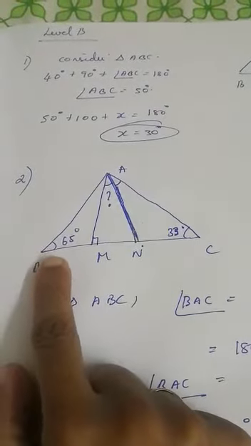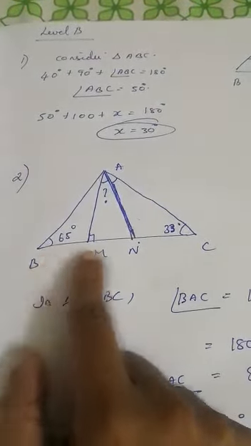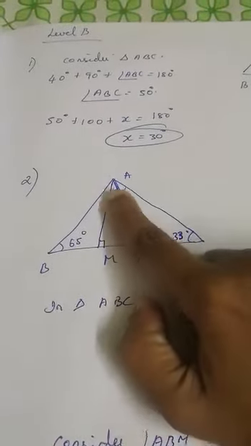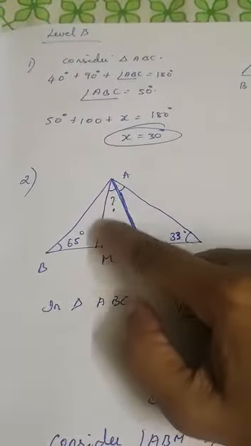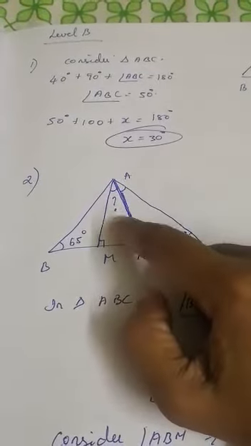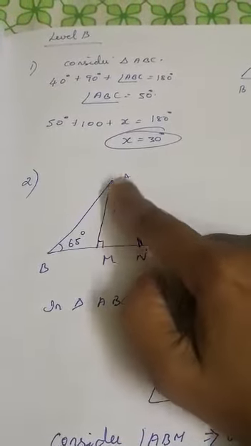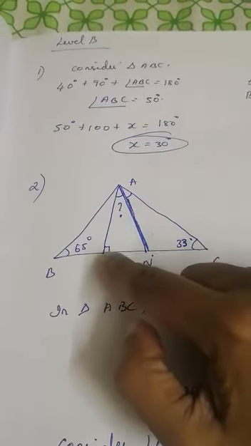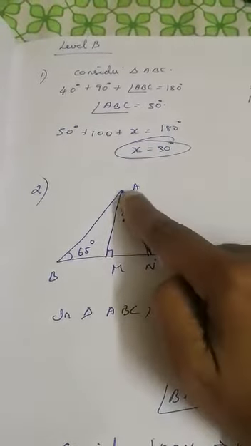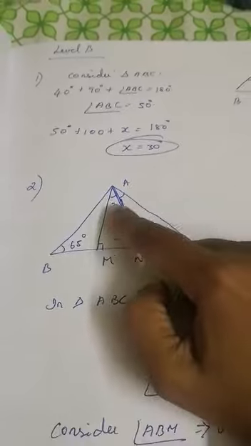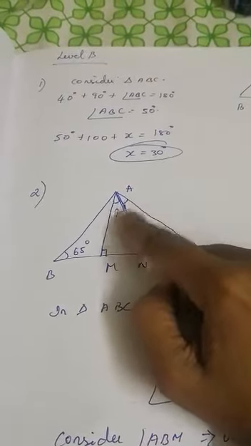This is the second question. See here angle B is given as 65 degree, this is 33 degree. And this MAN, where I have given the question mark, that only you need to find. For that, what is given is this AM makes 90 degree. And this AN is the angle bisector, which means these two angles are equal.